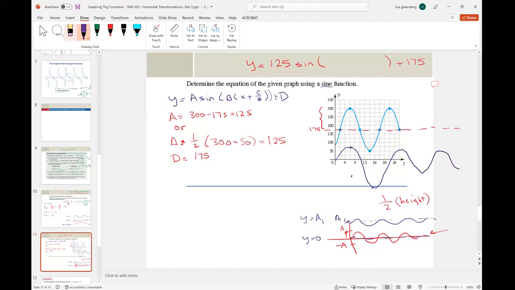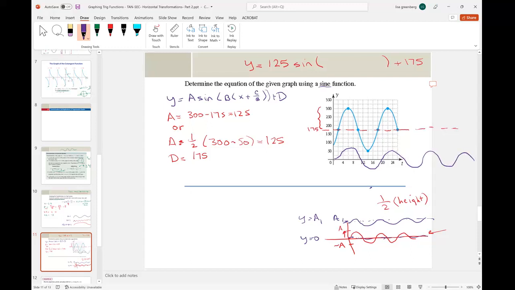If it was just an unshifted graph, then it should look something like this, where it's going up and down around the x-axis. But how much have we shifted it up? We've shifted it up that much.